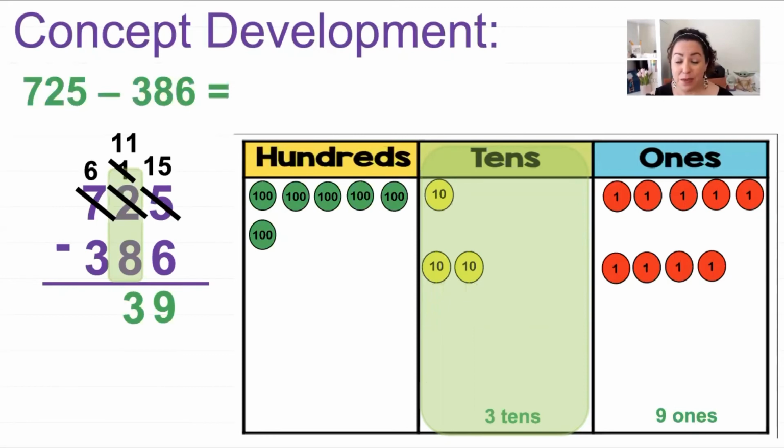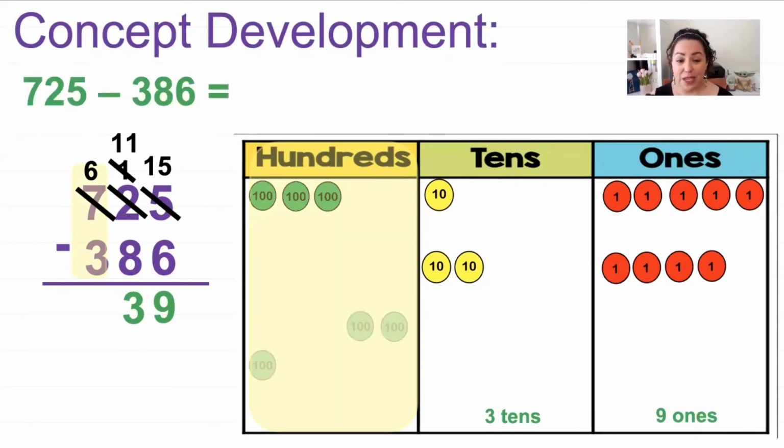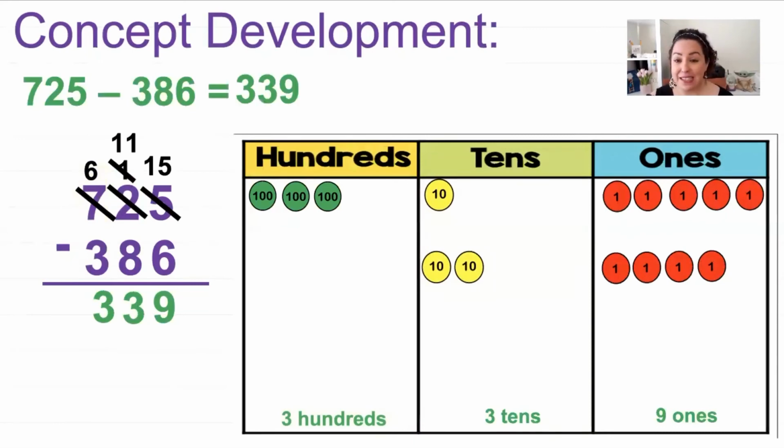And once I'm done with my tens, I'm ready to move on to my hundreds. So I have 6 hundreds, take away 3. I can do that without going next door or doing anything else. So let's take away 3, and that leaves me with 3 hundreds. So I put that in my algorithm, and my final answer is 725 take away 386 is equal to 339.